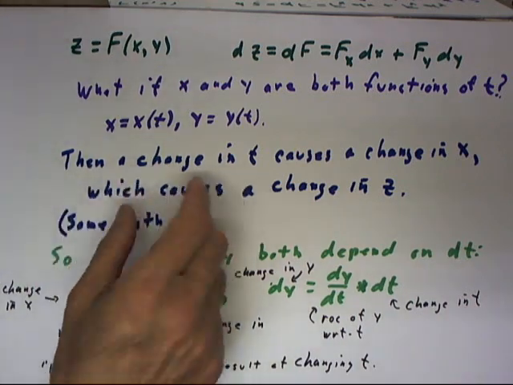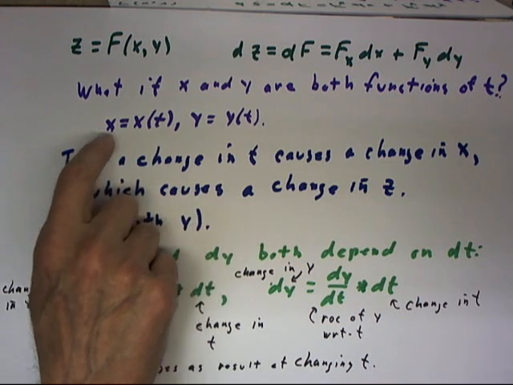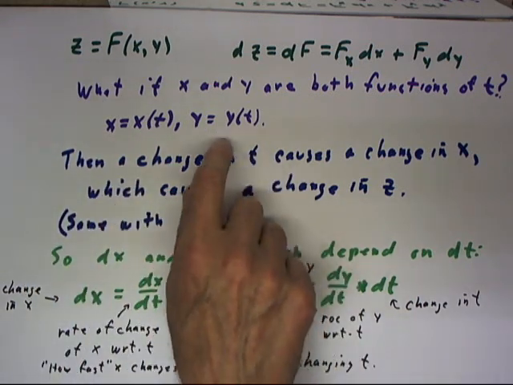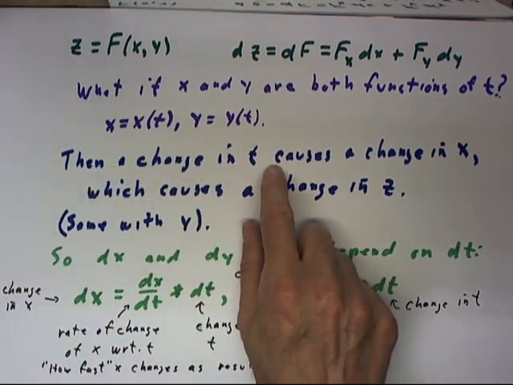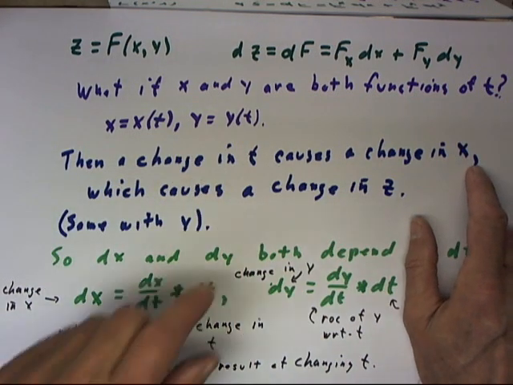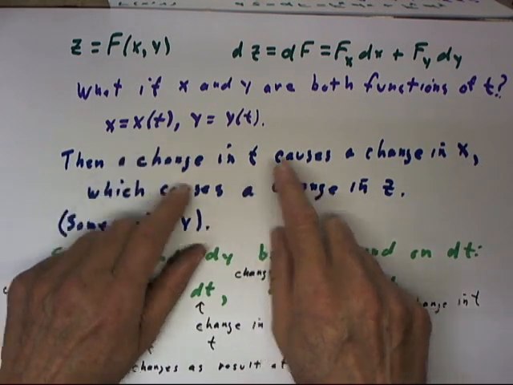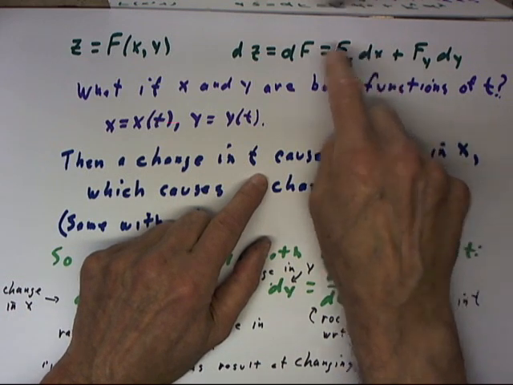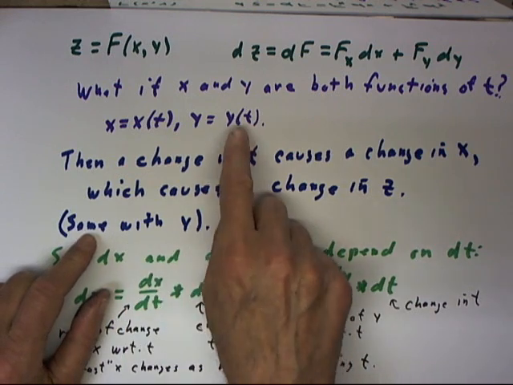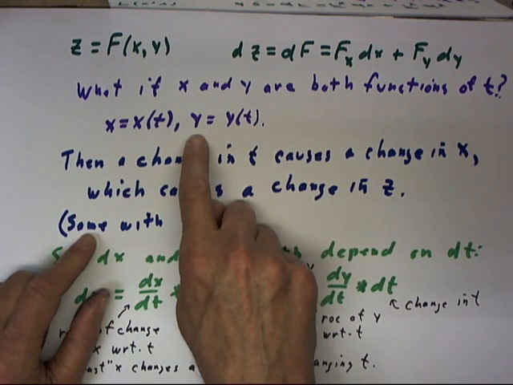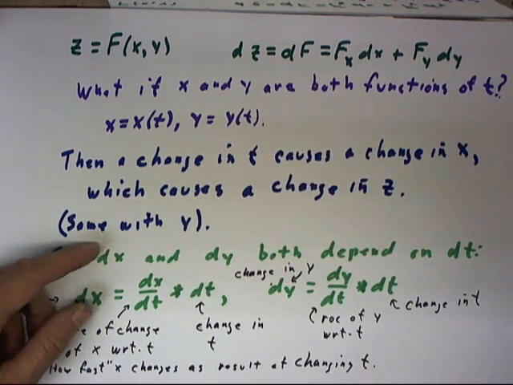Well, if this is so, then we would certainly expect that if we have a change in the value of t, that's going to change the value of x. And similarly, it's going to change the value of y. So, a change in t causes a change in x. Now, let's go back and along the chain. A change in t causes a change in x, and a change in x causes a change in the value of z. And similarly with y, a change in t changes the value of y, a change in the value of y causes a change in the value of f or z.